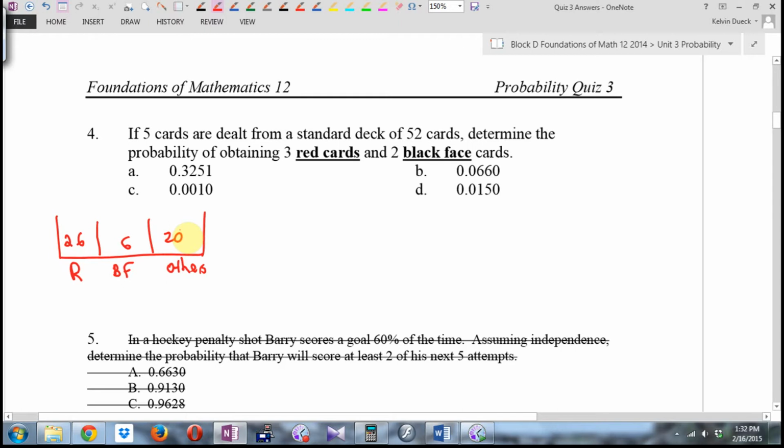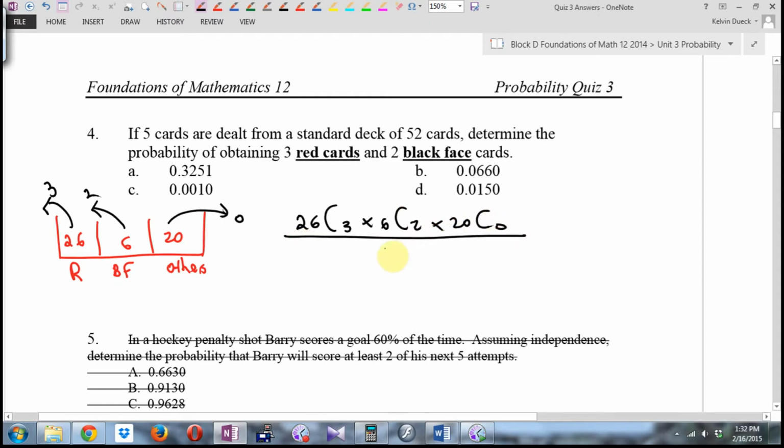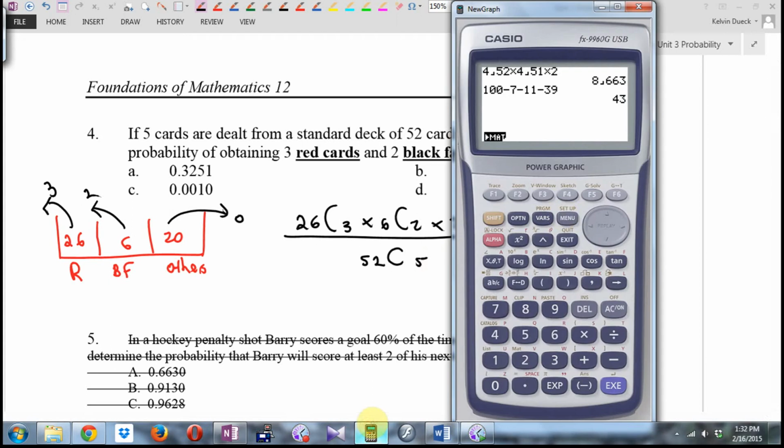Now I've got my setup. And apparently I want to get 3 of those, 2 of those, and none of those. It's going to be from 26, choose 3, and from 6, choose 2, and from 20, choose none, all over from 52 cards, choose 5 of them.